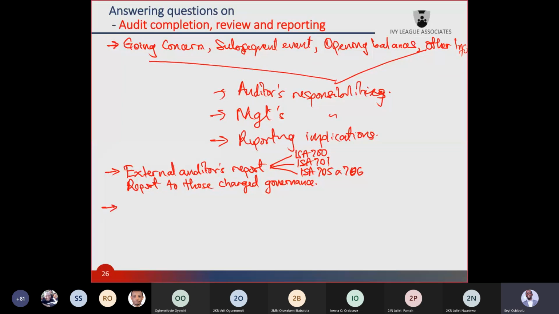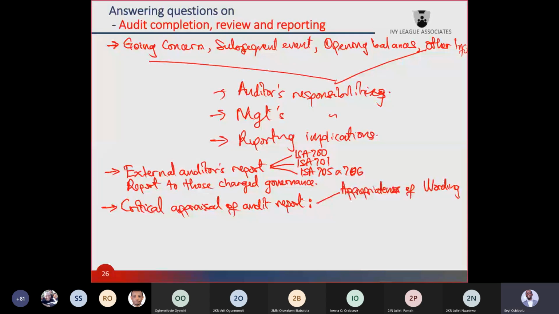Next, if you are asked to critically appraise an audit report, which is a popular question, critical appraisal of audit reports, you are supposed to check that report for appropriateness of certain things. Number one, appropriateness of wording.